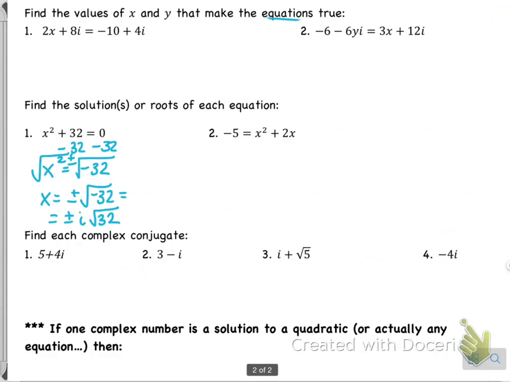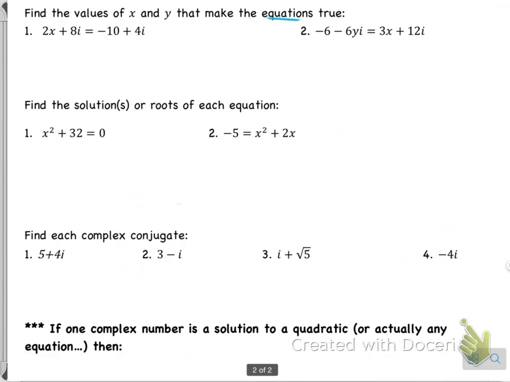And then you can simplify that a little bit more, because 32 is 4 times 8. And actually, let's go with 16. I think that'd be even better and simplify even more. So 16 times 2. So then I can pull out the square root of 16. We've got plus or minus i times the square root of 16 times 2. And the square root of 16 is 4. So I have plus or minus 4 times i times the square root of 2. And then those are my two solutions for my equation x squared plus 32 equals 0.